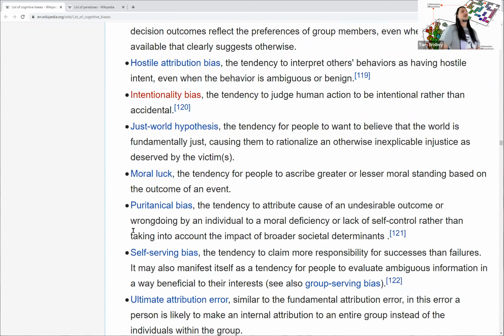The just world hypothesis, to believe that the world is fundamentally just, causing them to rationalize inexplicable injustice. Yeah, bad things happen because other people must be bad.